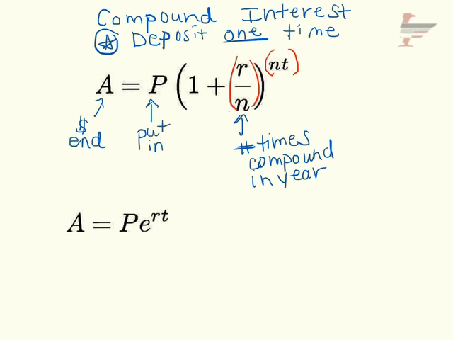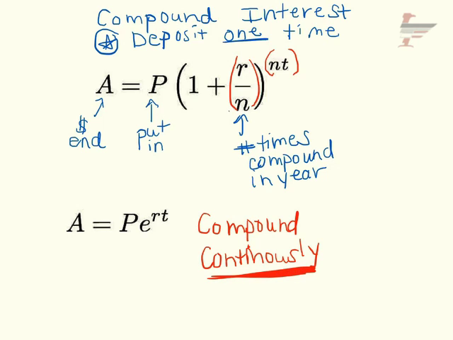So just remind yourself. And then just real quickly, this one below here, the PERT equation is what I call it, P times E raised to the RT. That would be if you're compounding continuously. So I'll say compound continuously. And the only time you use this formula is if it says the word continuous.